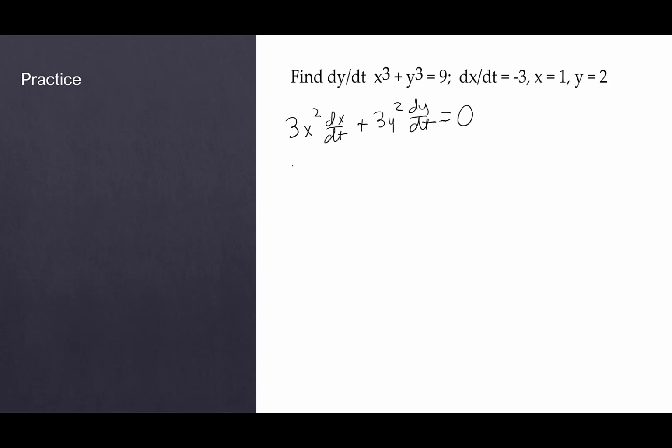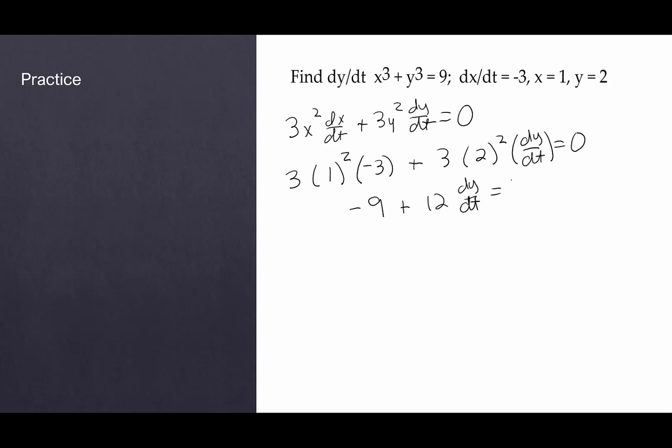Now we have some values to plug in. So I have 3. We said x was equal to 1. We square it. dx/dt was negative 3. Plus, we have 3. y was equal to 2, we square it, and we're looking for the value of dy/dt. 3 times 1 squared times negative 3 gives us negative 9, plus 3 times 2 squared, that gives us 12 dy/dt, equals 0. We'll move the 9 to the other side. I have 12 dy/dt equals 9. So dy/dt is equal to 9 over 12, which we could reduce down to 3 over 4.